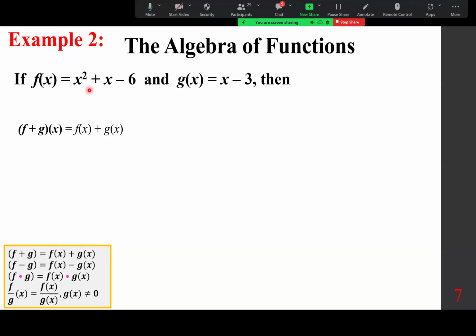If f of x equals x squared plus x minus 6 and g of x is x minus 3, let's do algebra of functions. f plus g of x, just add them up. And to do so, we add up like terms. So this one remains. They add up. Because this is plus, you don't need to change the sign. So we get 2x. Negative 6 and negative 3, they add up to negative 9.